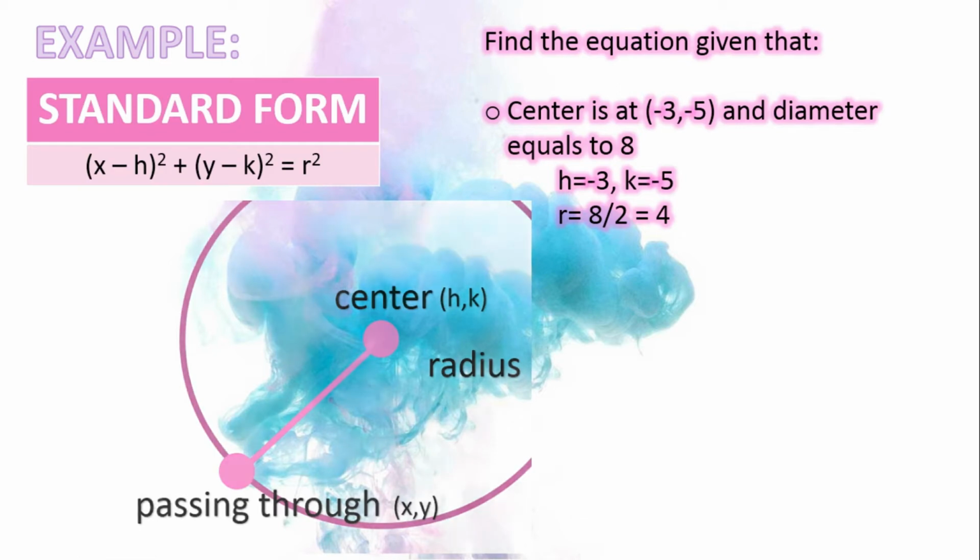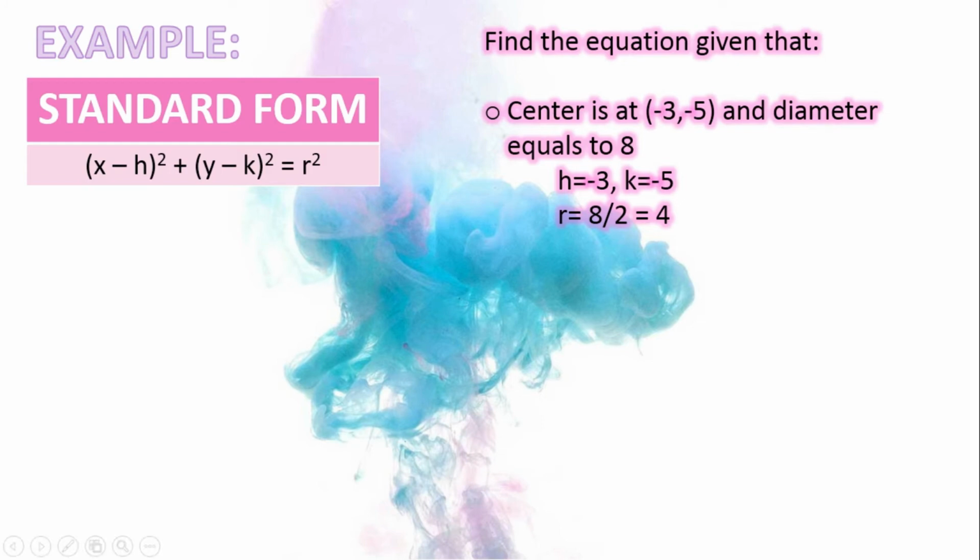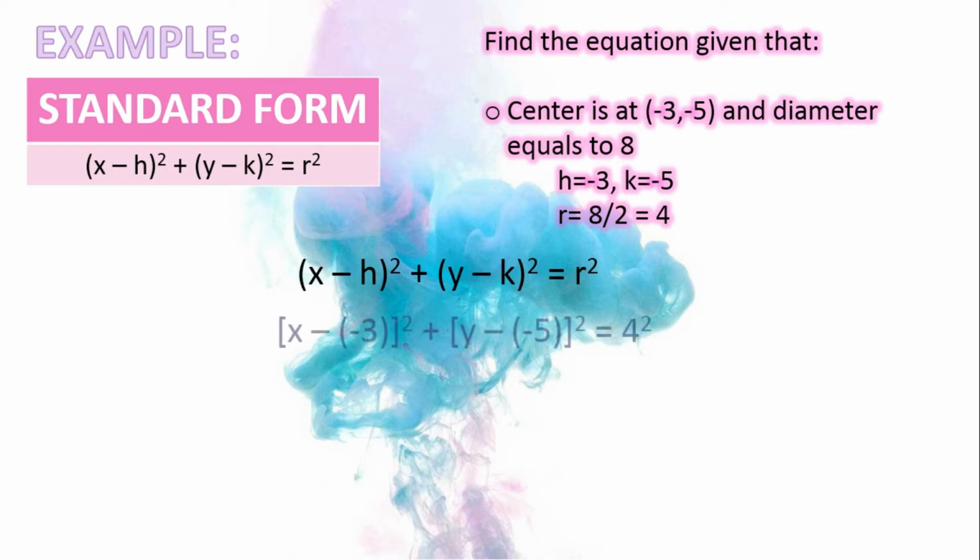Next, we just have to follow the formula, which is x minus h squared plus y minus k squared is equal to r squared. And then we copy everything. So, x minus -3, which is the h, squared, plus y minus the k, which is -5, squared, is equal to r, which is 4, so 4 squared. We just substitute everything, so it's easy.